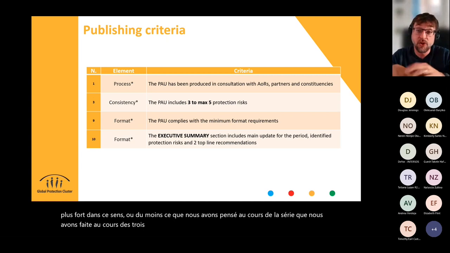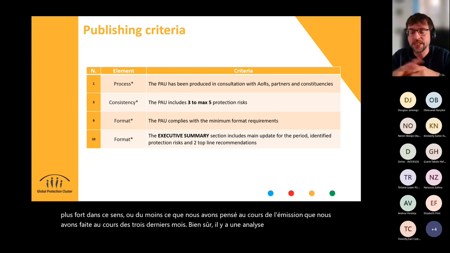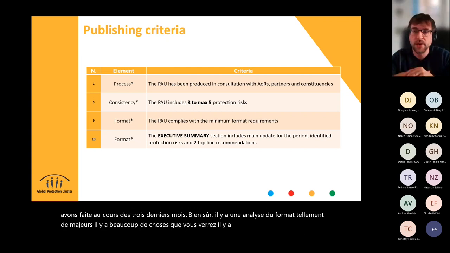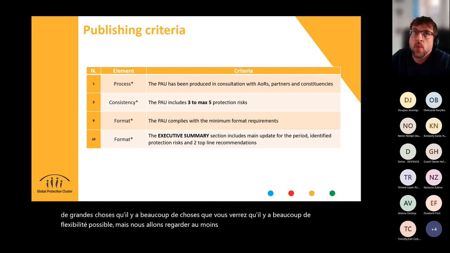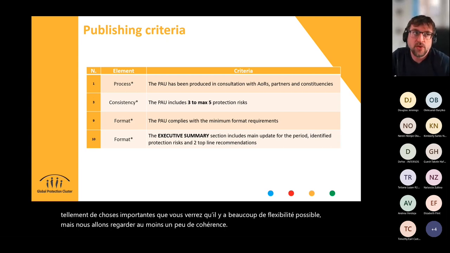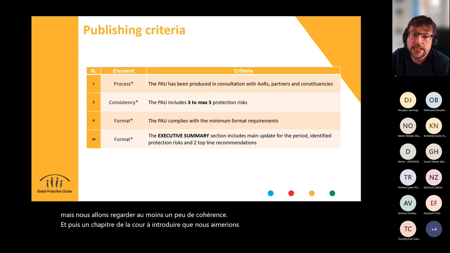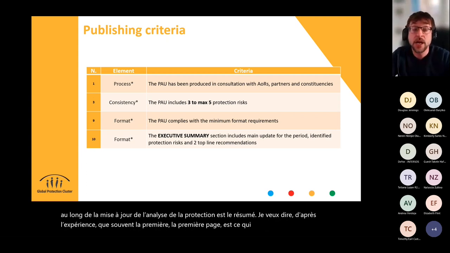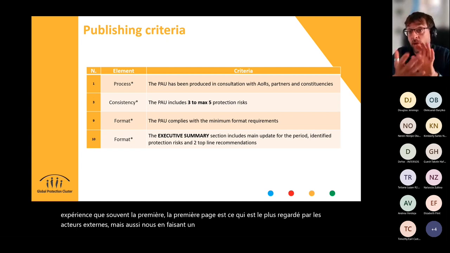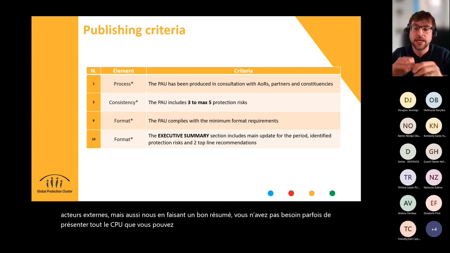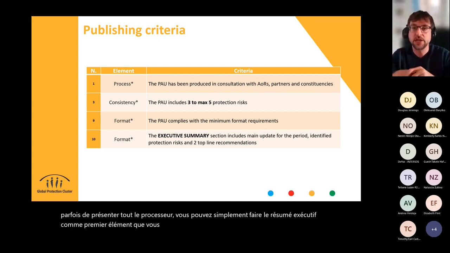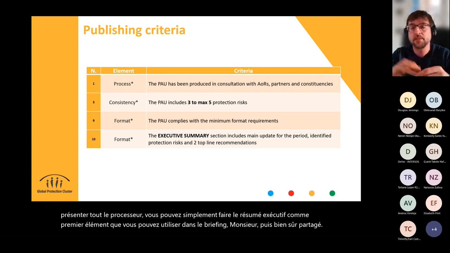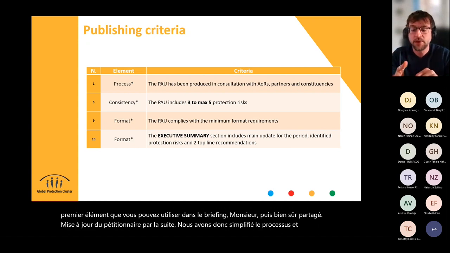Of course, there is an analysis of the format. You will see there is a lot of flexibility possible, but we are going to look for at least a bit of consistency. And then one core chapter that we introduced, and that we would like maintained across the protection analysis update, is the executive summary. You know from experience that often the first page is what is looked at the most by external actors. But by doing a good executive summary, you sometimes don't need to present the whole PAU. You can just use the executive summary as the first element in briefings, and then share the protection analysis update afterwards. So you simplify the process and have the possibility of an additional product to be used.